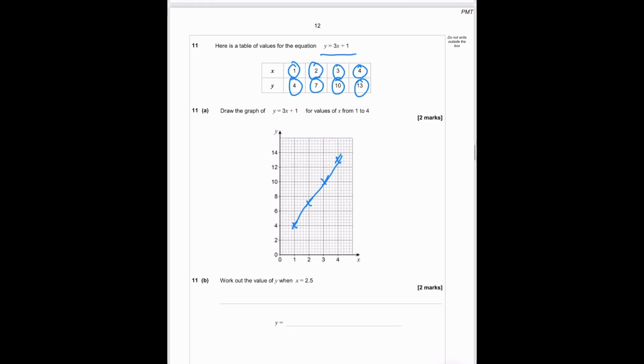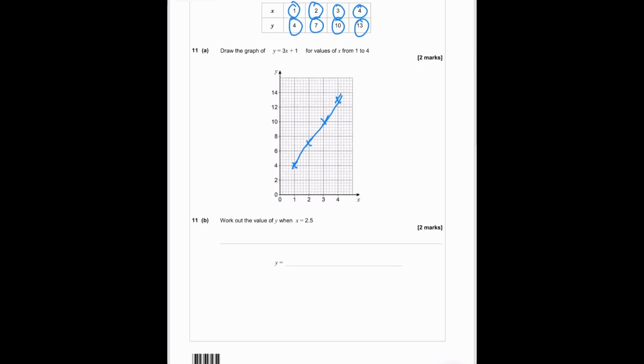Work out the value when x is 2.5. So we know that y equals 3x plus 1. So that is going to be 3 times 2.5, add 1, which gives us y equals 8.5.